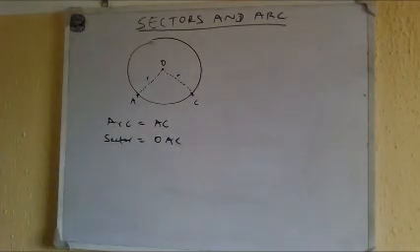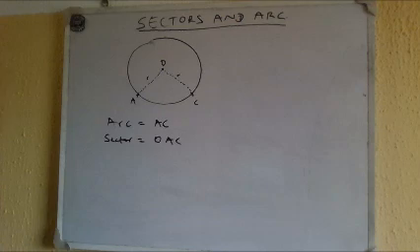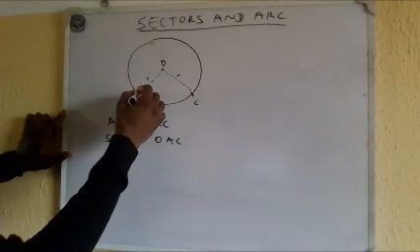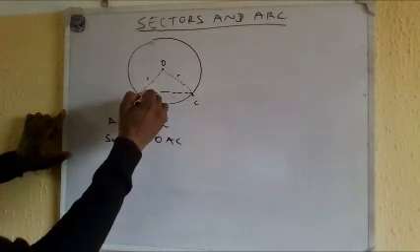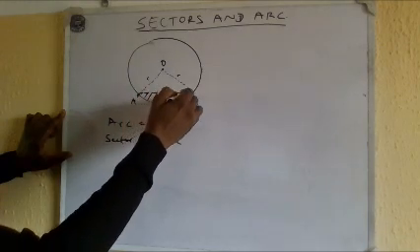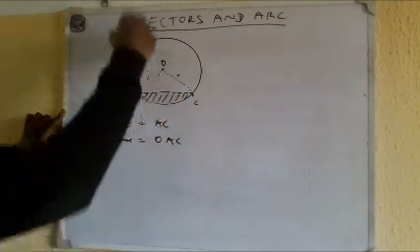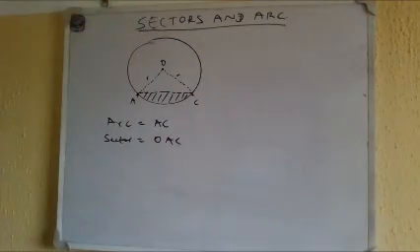While a segment is the area between a chord and an arc. So this is a segment. This shaded part is a segment. So you have the minor segment and the major segment. That's the other one. Okay.